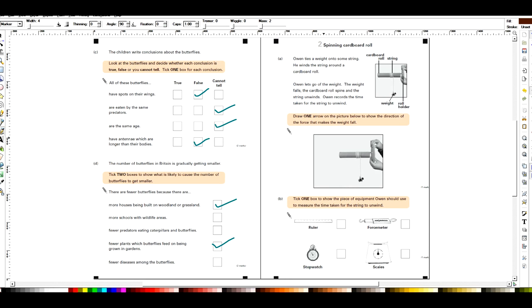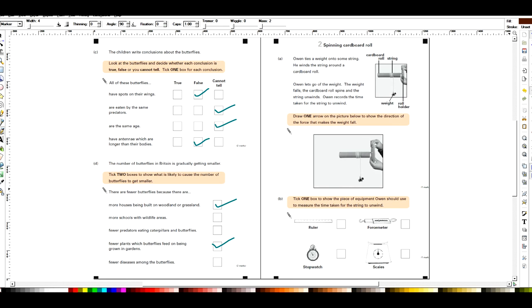Okay, spinning cardboard roll. Owen ties a weight onto some string. He winds the string around a cardboard roll. Owen lets go, the weight falls, the cardboard roll spins and the string unwinds. Owen records the time taken for the string to unwind. Draw one arrow on the picture below to show the direction of the force that makes the weight fall.